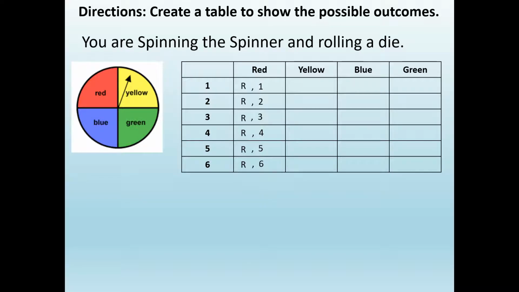Now, each of these outcomes is stating I can spin a red. I can get a 1 on the die. I could spin a red. I could get a 2 on the die. These are all possible outcomes.